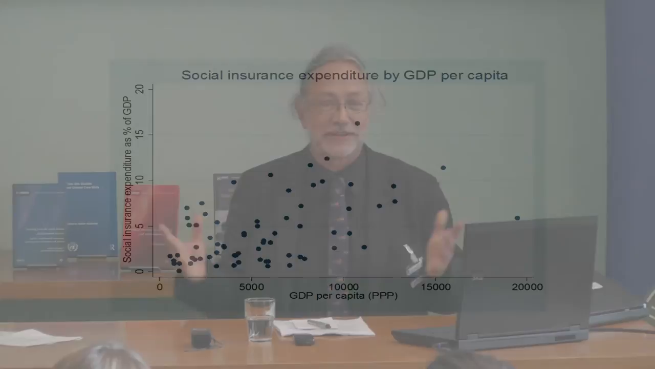Why? I'm rapidly running out of time. So what's going on here? Well, let's look at this. This just shows us the development story. This just plots social insurance expenditure by GDP per capita. And we can see there's a general development pattern: as countries develop, they spend more on social insurance.